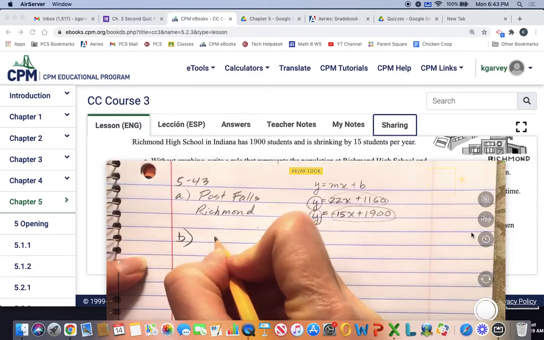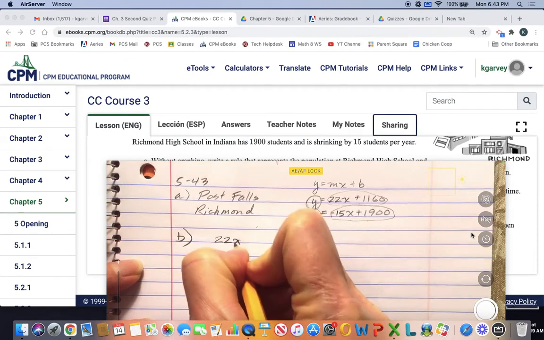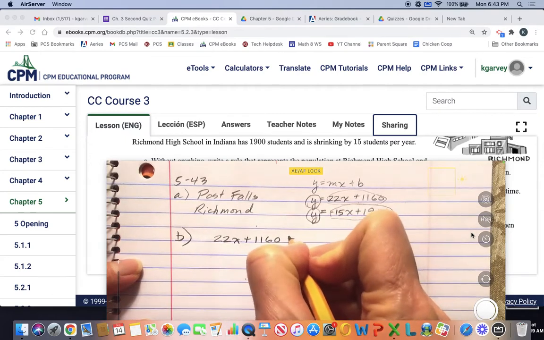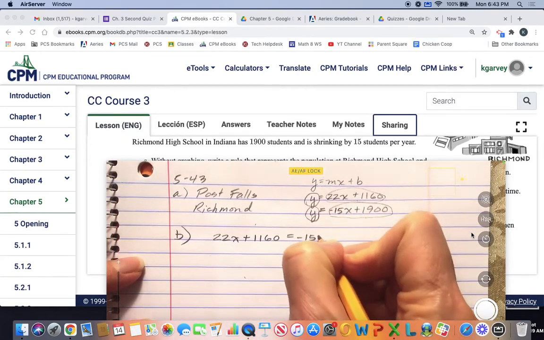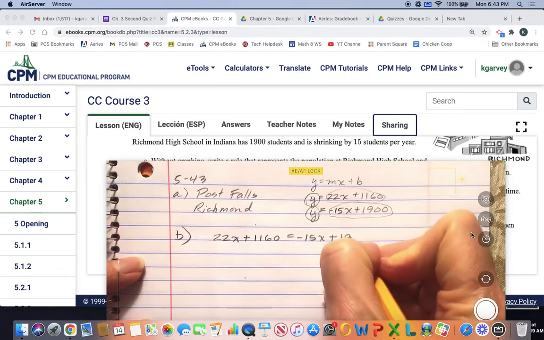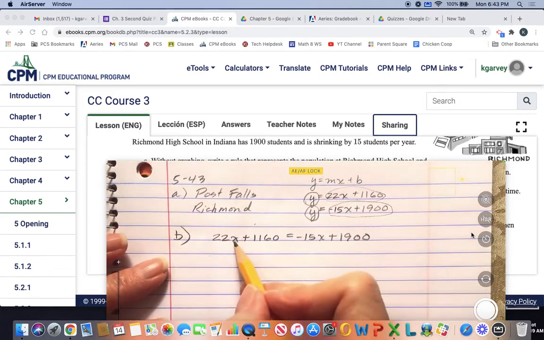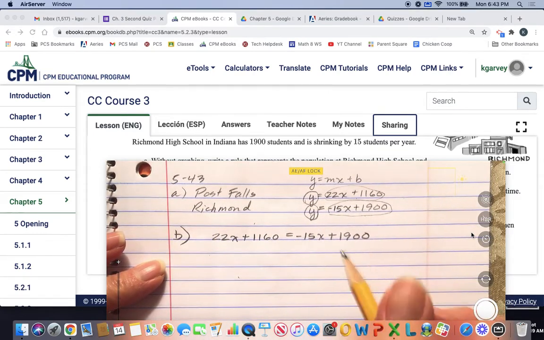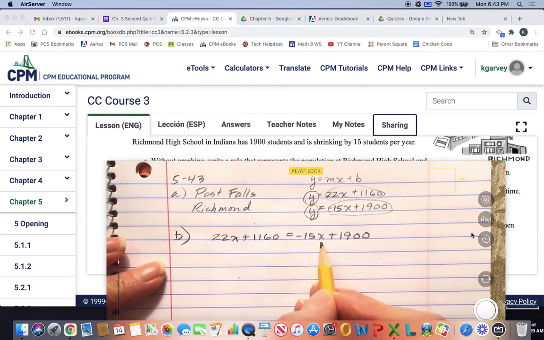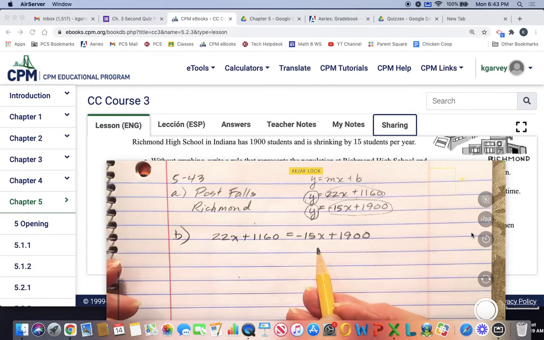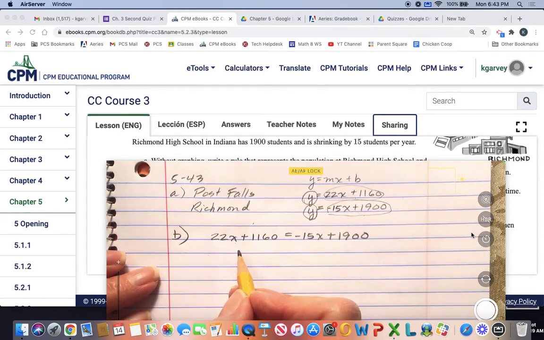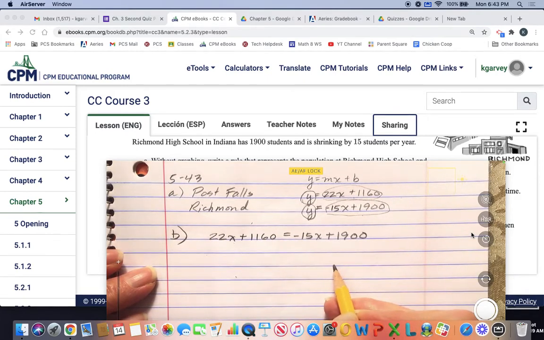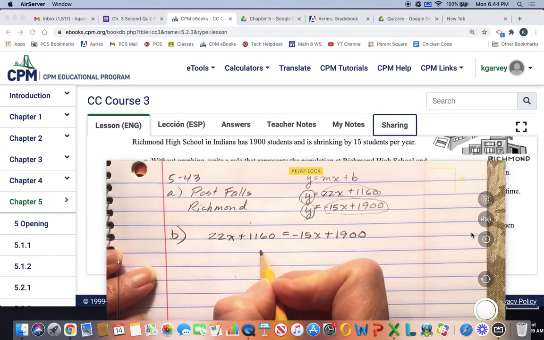We're going to set it up so 22x plus 1,160 is equal to negative 15x plus 1,900. So at this time, the population is equal to this population. So now, because we only have one variable, x, we can solve for x. And once we find x, we will know how many years it will take before they have the same population. So let's go ahead and solve.